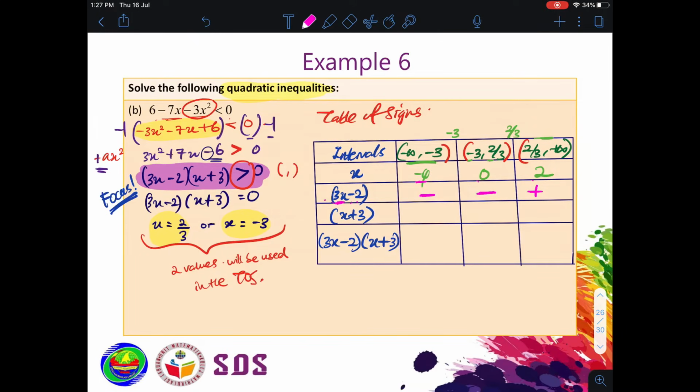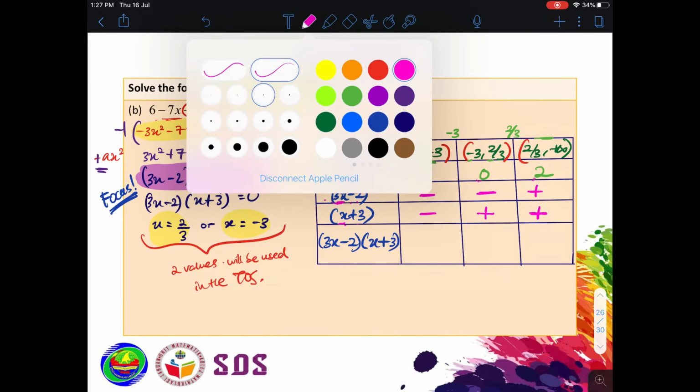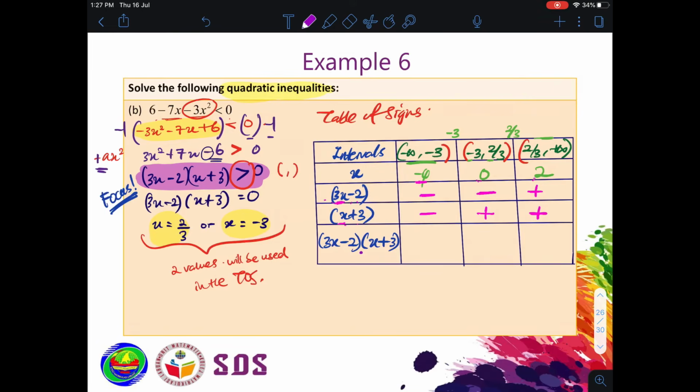Now we use again the negative 4 inside the second factor. Negative 4 plus 3 is negative 1, which gives us a negative. 0 plus 3 is 3, therefore it's positive. 2 plus 3 is 5, therefore we get a positive 5. Now we know that the last part will be a multiplication of both factors. That's why we're just going to multiply them out. We're going to get negative times negative is positive. Negative times positive is a negative. Positive times positive is a positive.